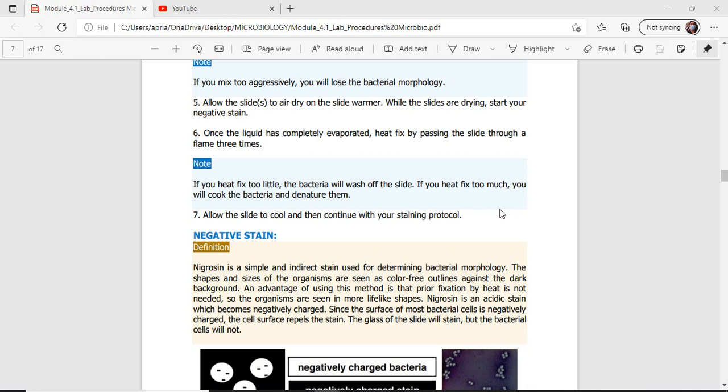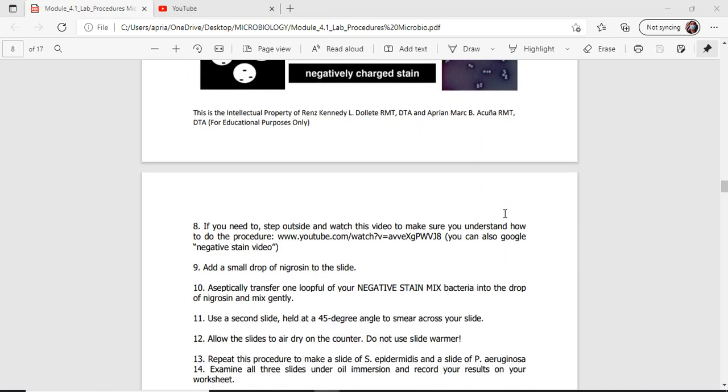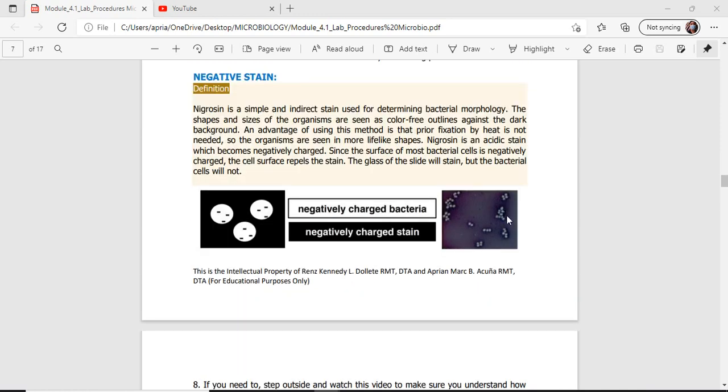Now you have here your negative stain as I discussed previously. Your negative stain with the use of Nigrosin black is a simple and indirect stain used for determining bacterial morphology only. The shape and size of your organism is seen as a color-free outline against the dark background. The advantage of this method is that prior to fixation by heat, it is not needed, so the organisms are seen in more lifelike shapes. Nigrosin is an acidic stain which becomes negatively charged.